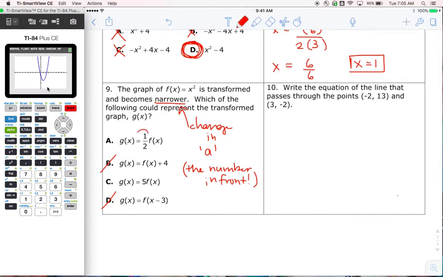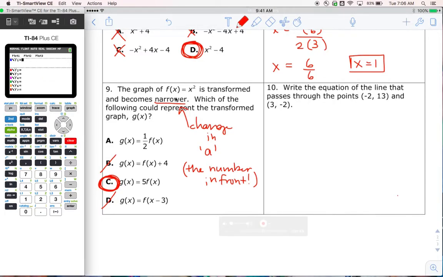So notice that A has a fraction and C has the number 5. If it's going to become narrower, that's because we have a number bigger than 1. So it's got to be C. And if you want to try this in your calculator to see what this looks like, it tells us the original equation f of x equals x squared. So that's y equals x squared, right? If I do 5 f of x, that's like I'm doing 5 times x squared. And let's take a look at what happens.